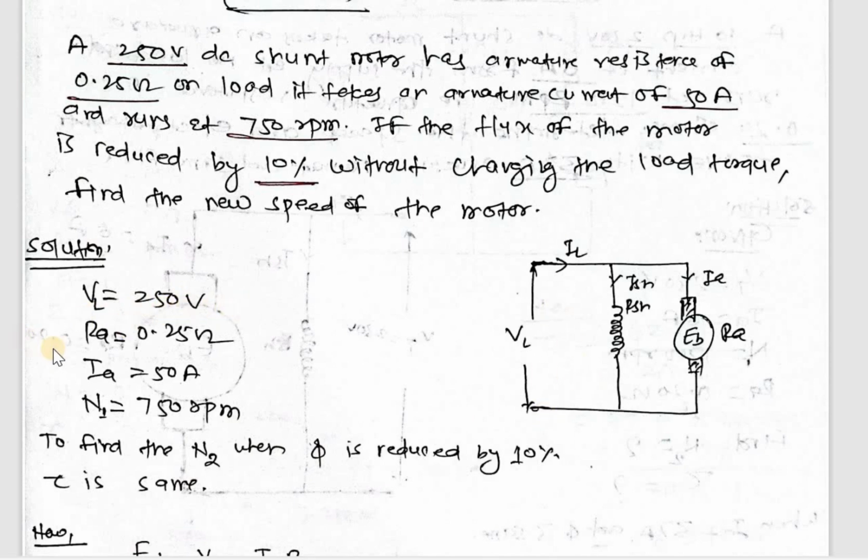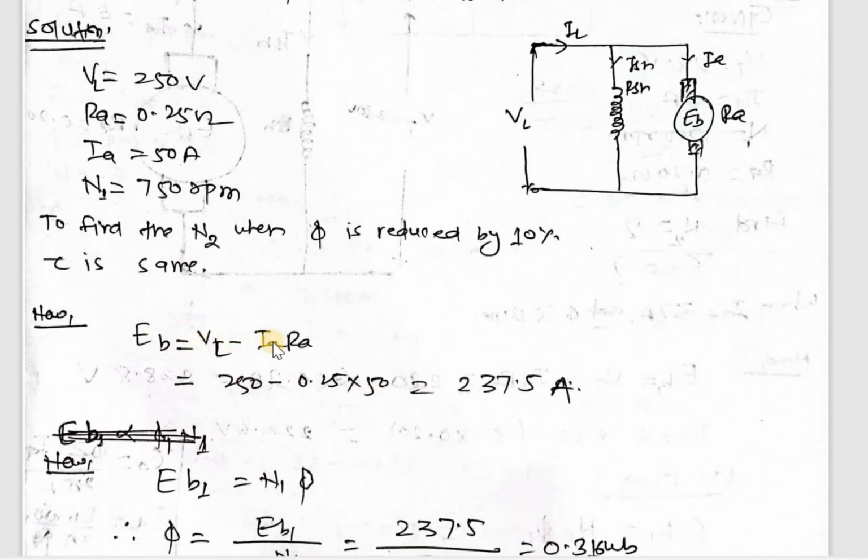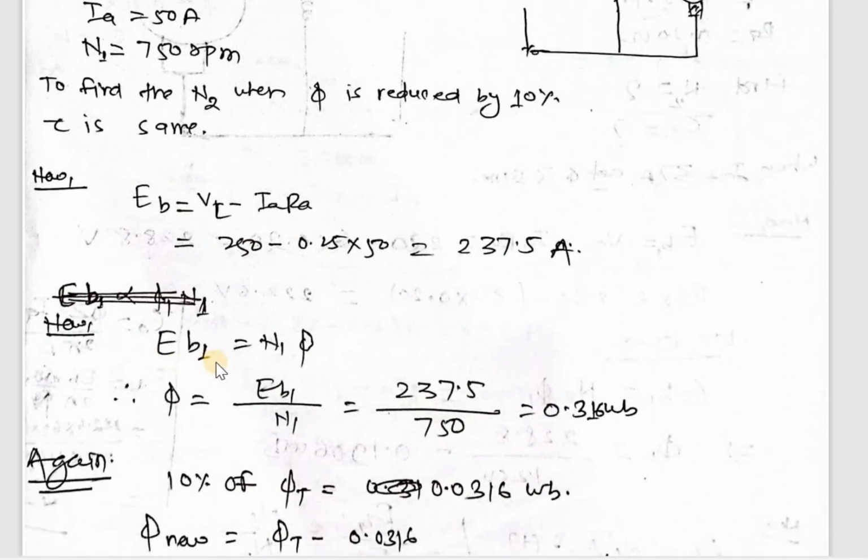VL equal to 250, this is VL. Ra 0.25, Ia 50, N1 equal to 750 RPM. To find N2 when phi is reduced by 10% and torque is same, then Eb equal to VL minus Ia Ra. So VL already given 250 minus 0.25 into 50, that is 237.5 volt, and we know Eb is proportional to N phi. So Eb1 equal to N1 phi, where phi is reduced by 10%.